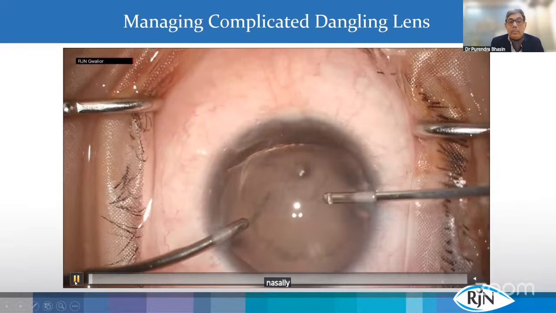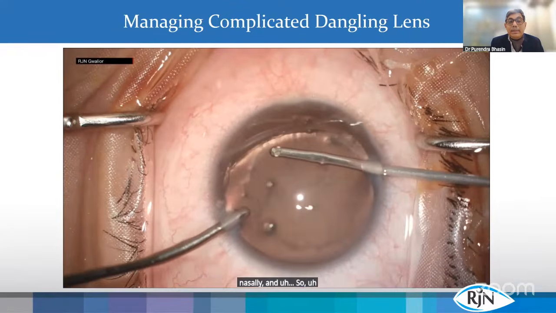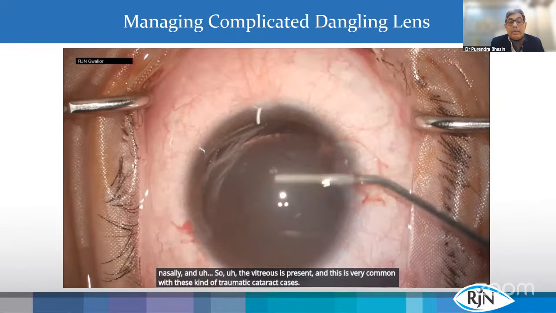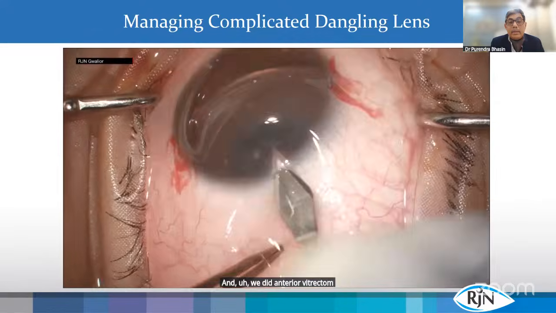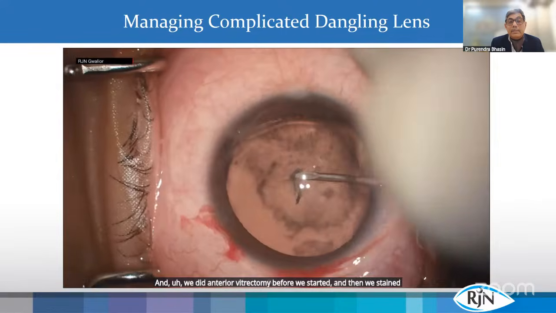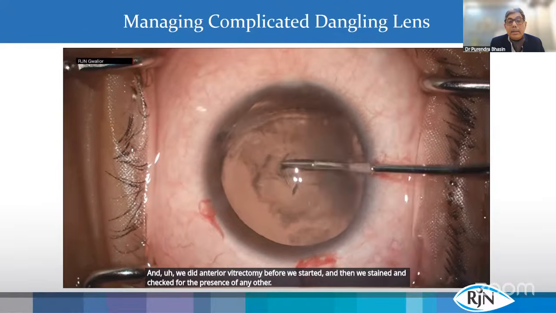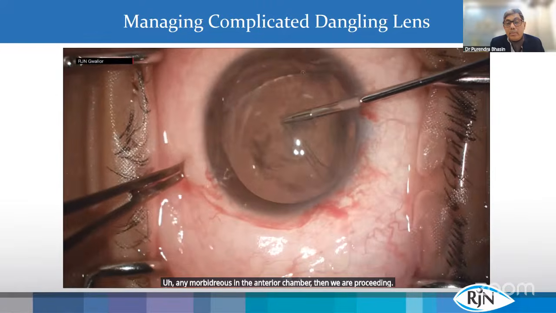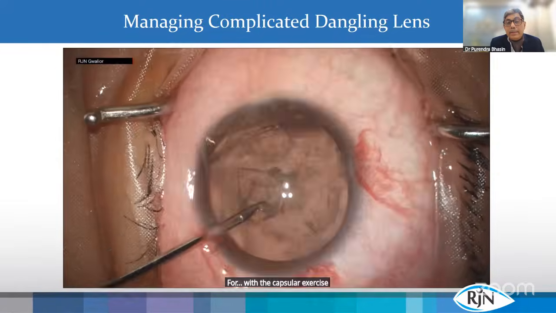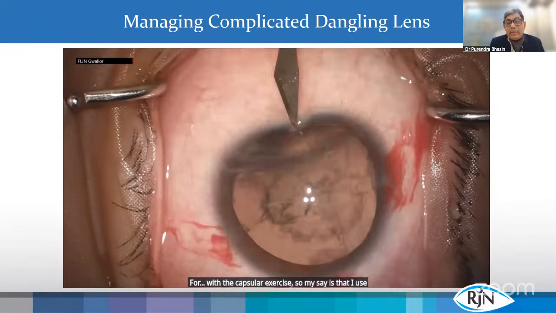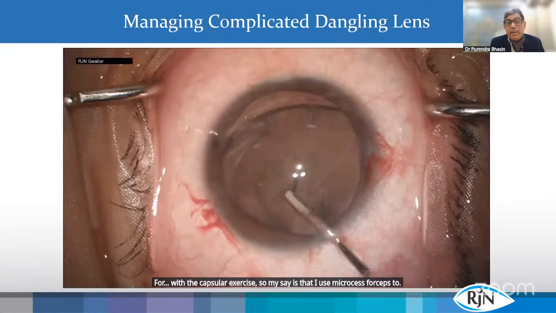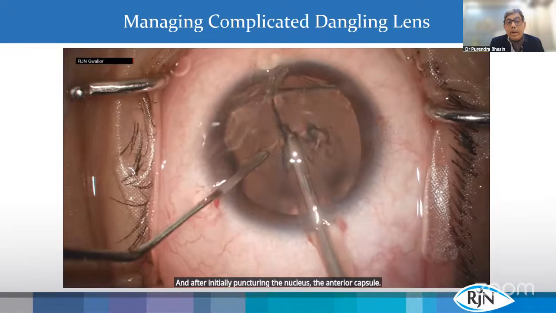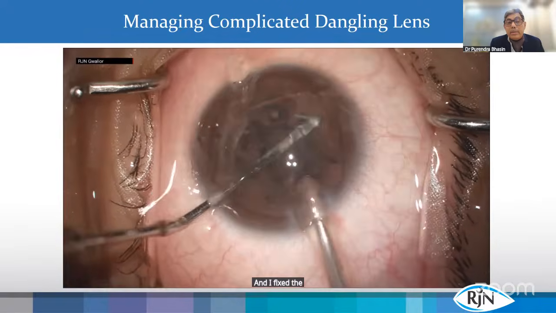And the vitreous is present, and this is very common with these kinds of traumatic cataract cases. We did an anterior vitrectomy before we started, and then we stained and checked for the presence of any more vitreous in the anterior chamber. Then we proceeded with the capsular access. I use micro forceps to complete it, after initially puncturing the anterior capsule, and I fixed the lens bag with the capsule retractor.